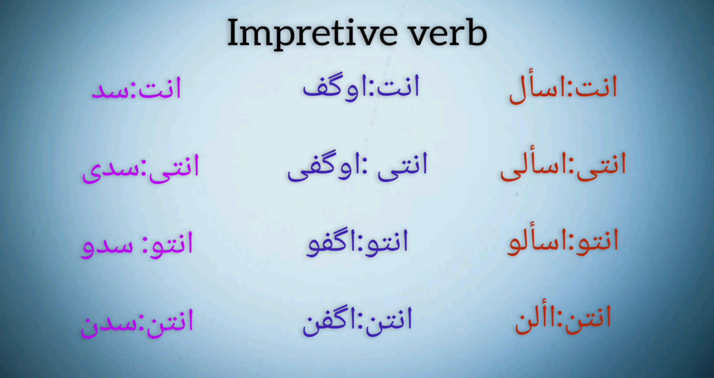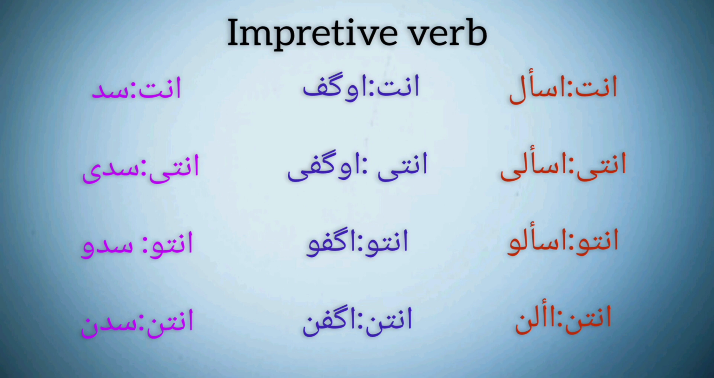Another example is closing. You want to make an imperative verb for closing, like "close the door". In Arabic we say سد الباب. سد means close, and it refers to male. It's مفرد مذكر. سدي means close, but it refers to female. And سدو means close, it refers to plural but masculine. And سدن refers to plural but feminine.